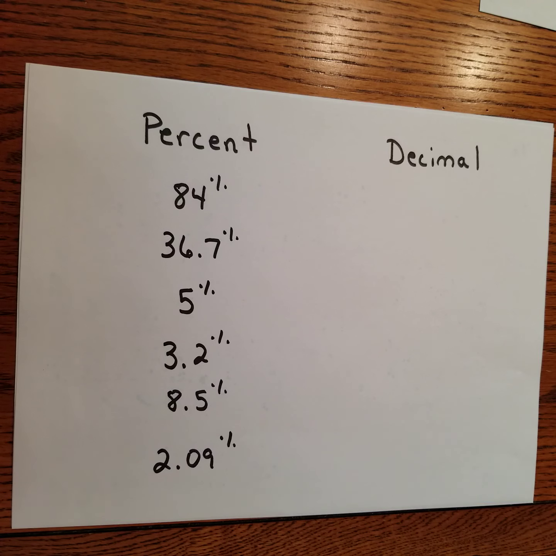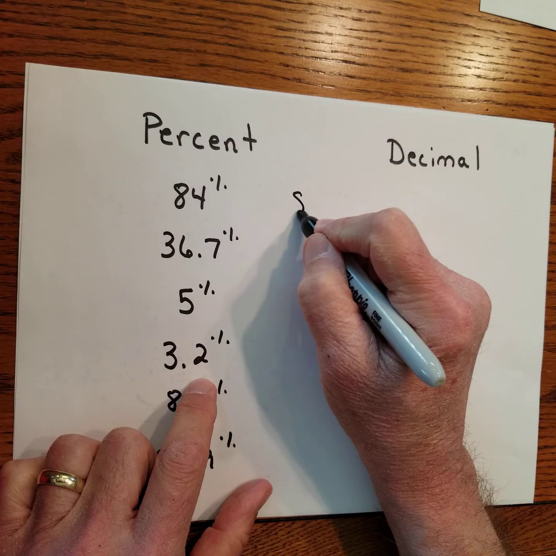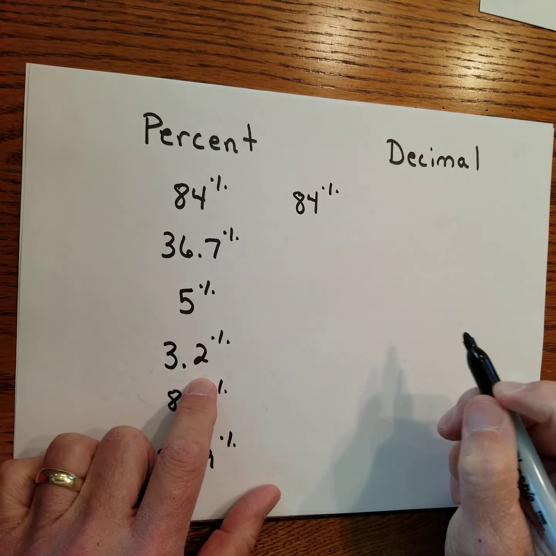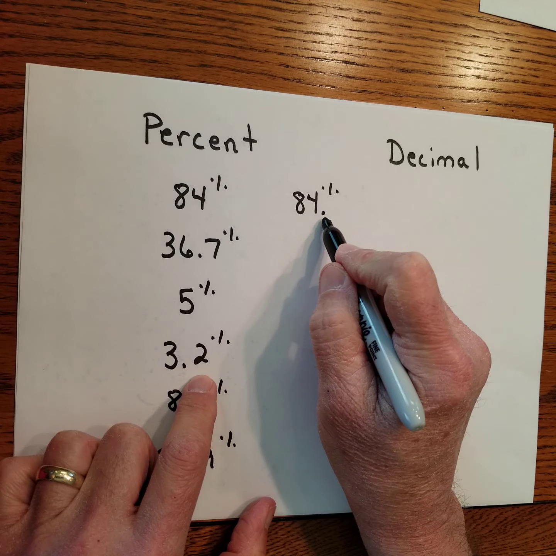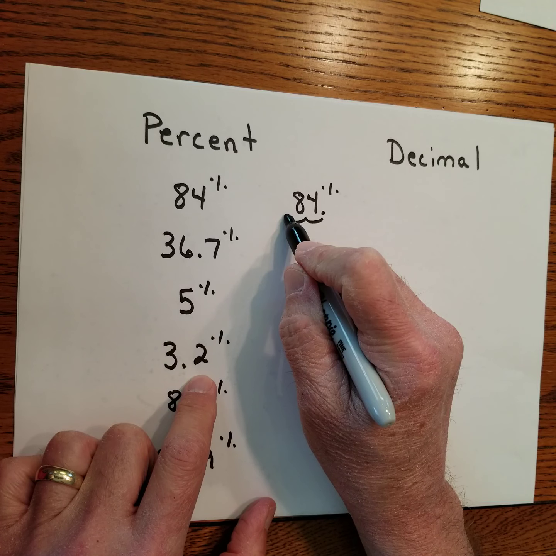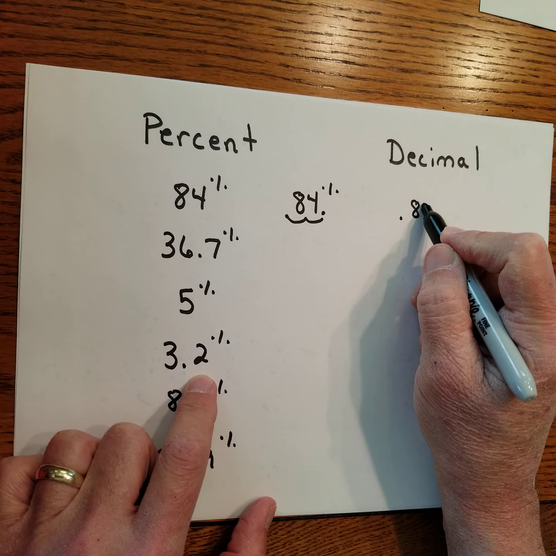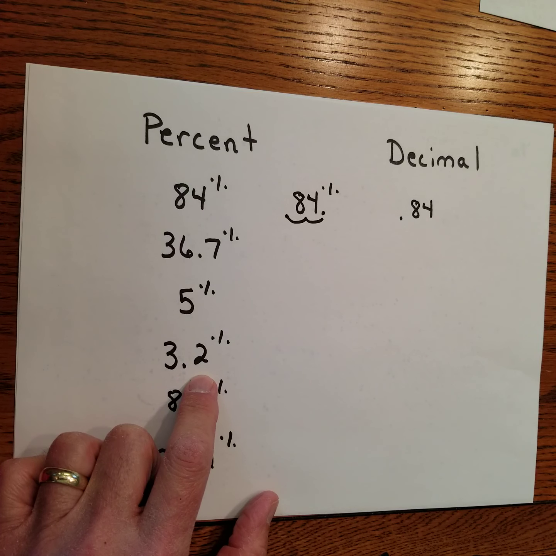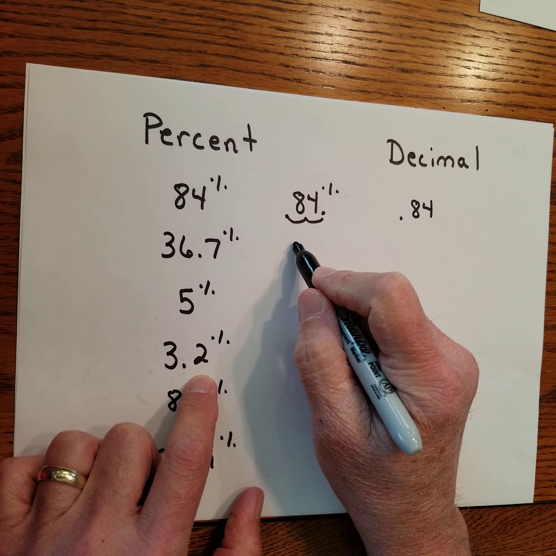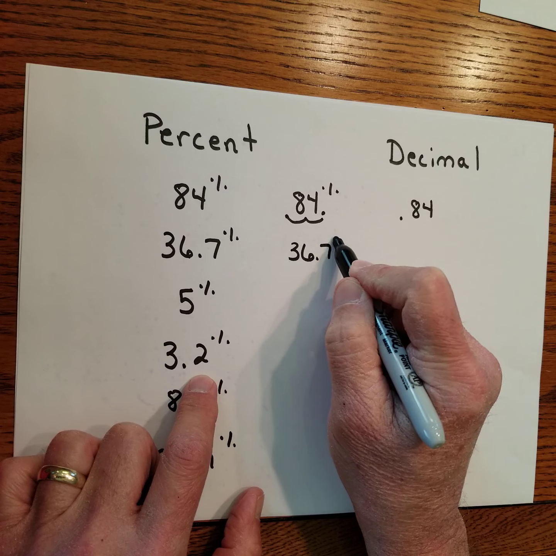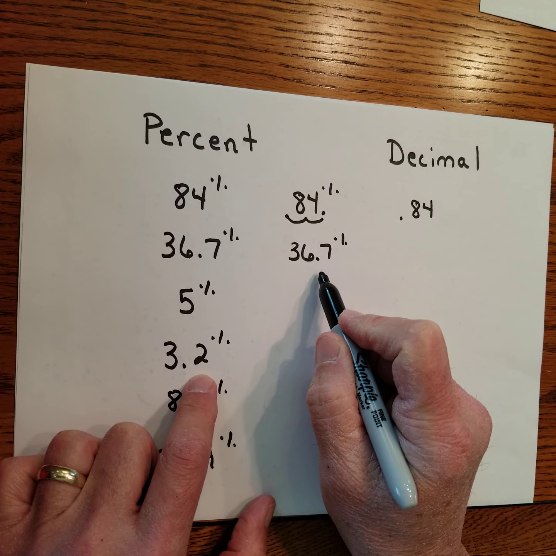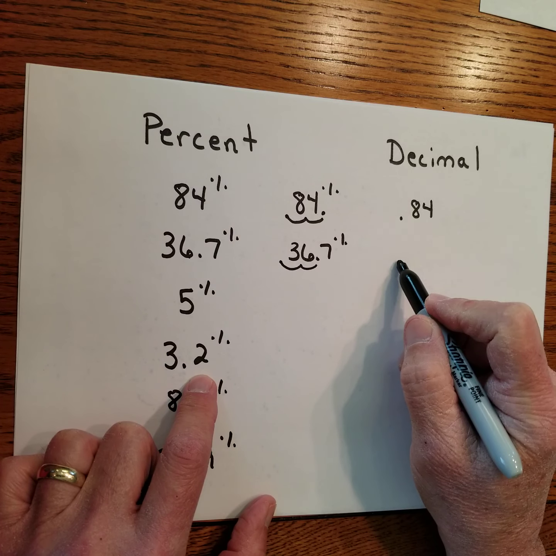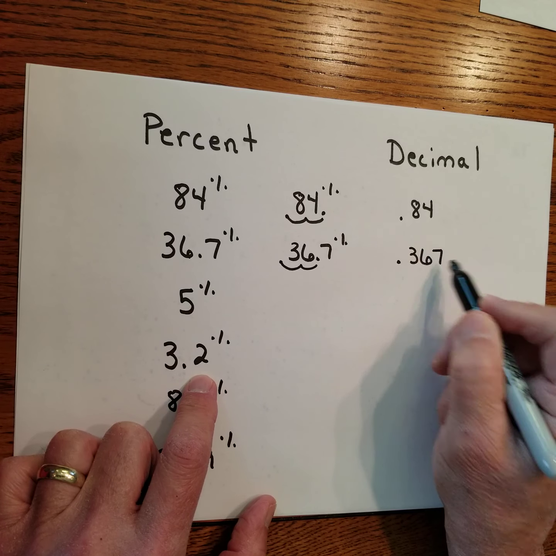Before we do, let's brush up on our skills for changing percents into decimals. I know that if I have a percentage like 84%, the decimal point is there. To change it into a decimal, I always move that decimal point 2 spots to the left, changing 84% into 0.84. If my percentage is 36.7%, and I want to change it into a decimal, the decimal point moves 2 spots to the left, and it is 0.367.